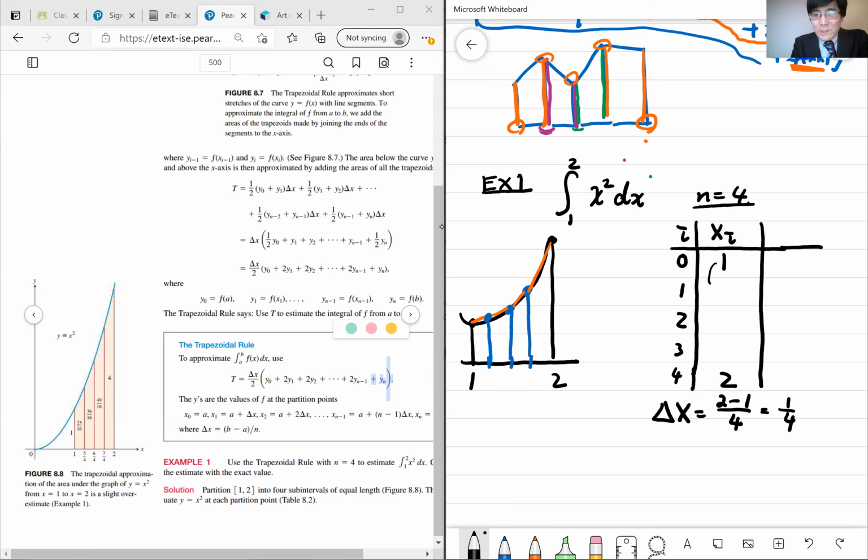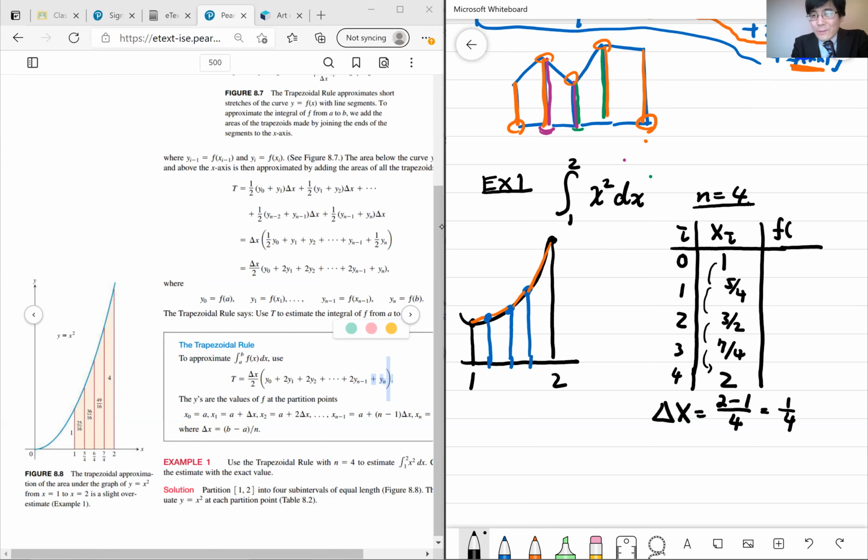So here it's going to be an arithmetic sequence whose increment is 1/4. So this is going to be 5/4. This is going to be 6/4, which is the same thing as 3/2. The next one is going to be 7/4, and the next one is 2. This is an arithmetic sequence.